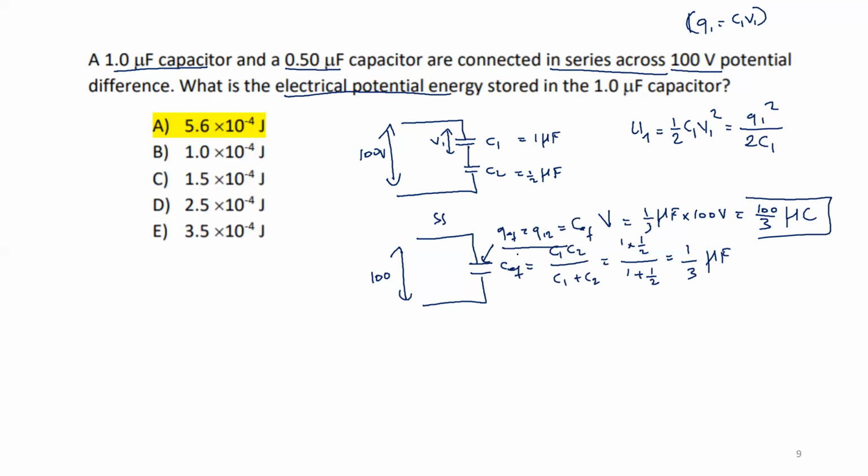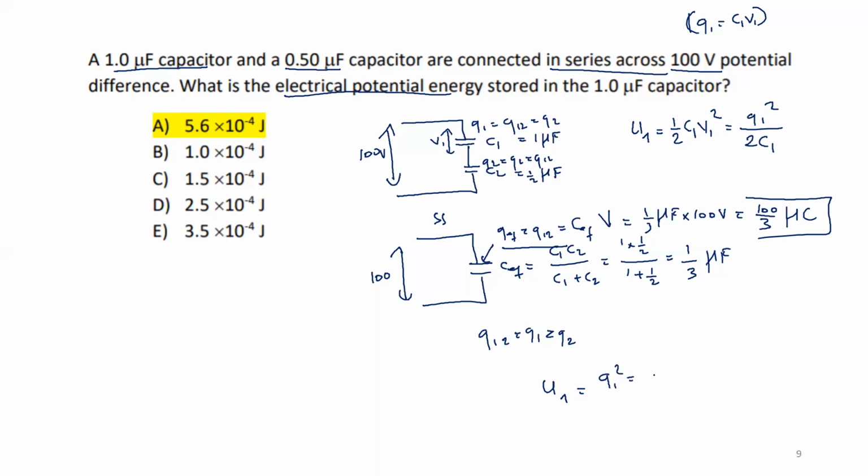Now this charge here, which is Q12, comes between C1 and C2 in series. So that means Q12 is Q1, which is equal to Q2. Okay. So that means that U1 here will be Q1 squared, but Q1 I already know. It's Q12 basically.